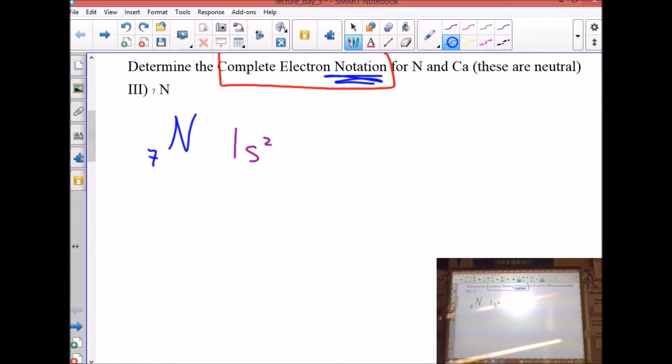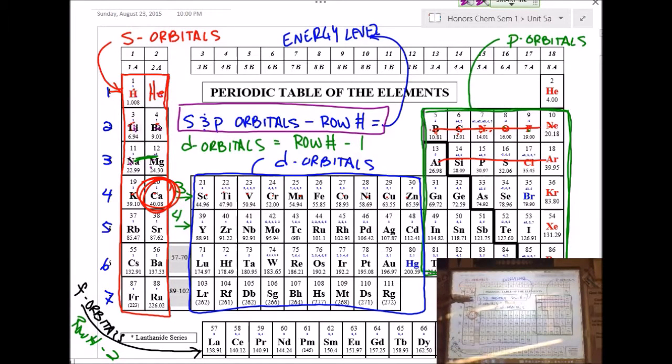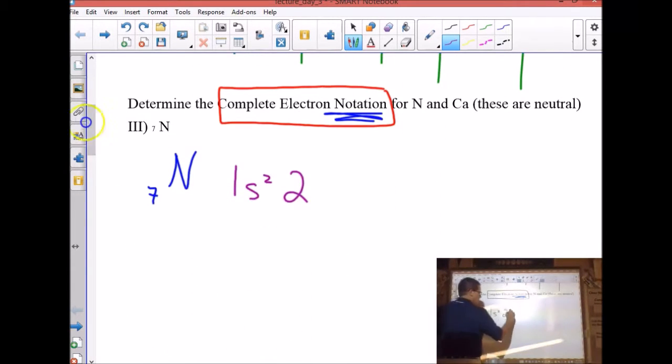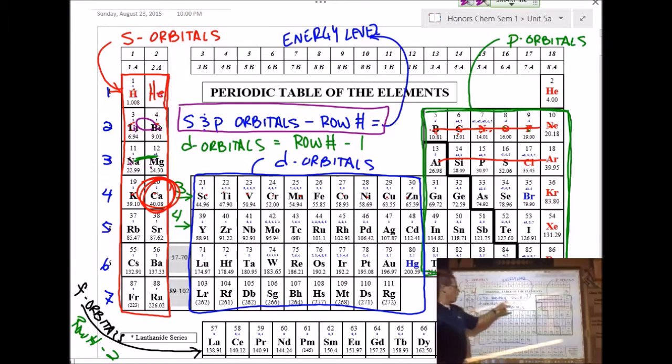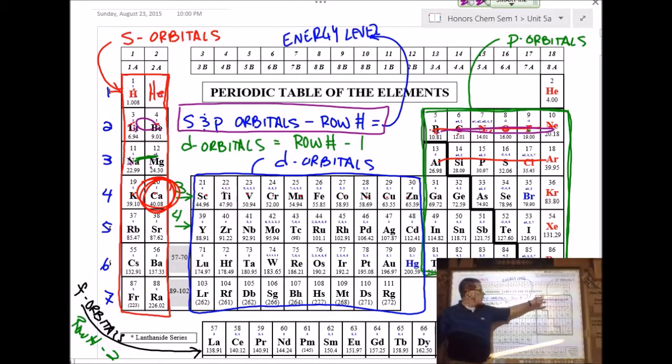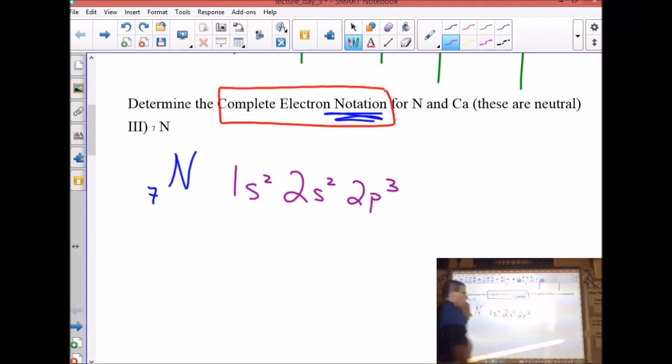Okay. Then once you fill up the first row, you go to the second row. We're now in what orbital? 2s. And how many electrons did we place in there? 2. So you write it, 2 there. Okay. And then we go across, and now we're in which orbitals? The p's. And for nitrogen, how many do we put in? 3. 1, 2, 3. Okay. So 2p3.